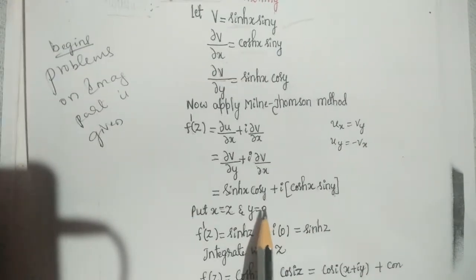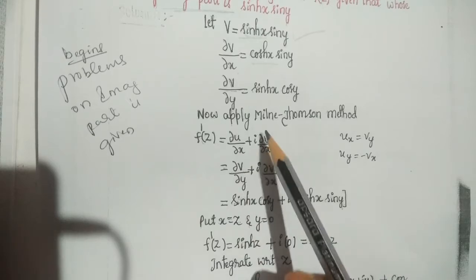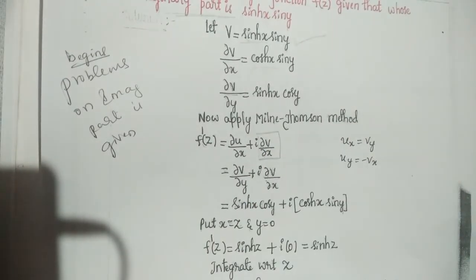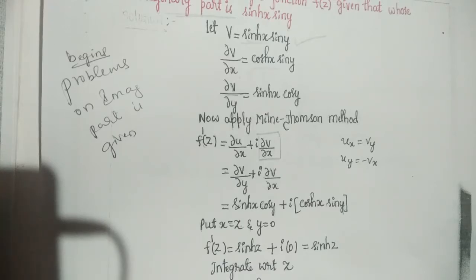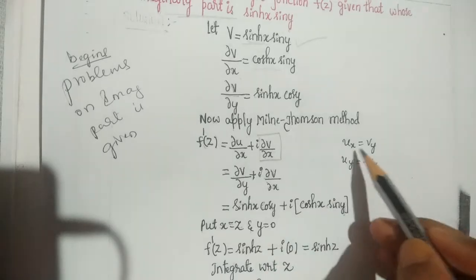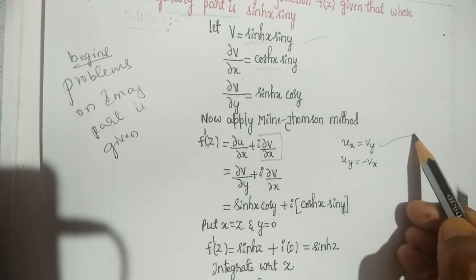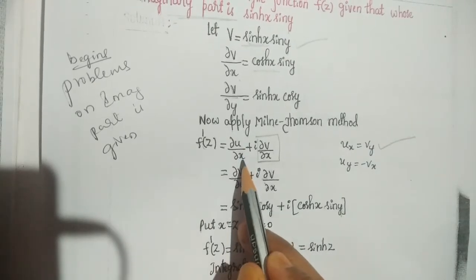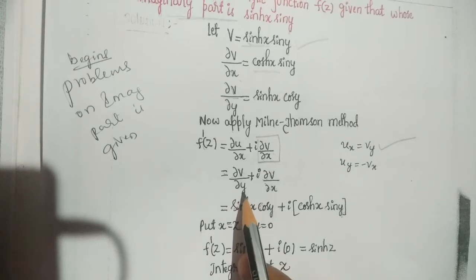Consider f dash of z equal to dou u by dou x plus i into dou v by dou x. We know dou v by dou x because v is given. But we don't know dou u by dou x. Use the CR equation, because the given function is analytic, which satisfies the CR equation. Therefore u x is equal to v y, that is dou u by dou x is equal to dou v by dou y. So in place of dou u by dou x, substitute dou v by dou y.